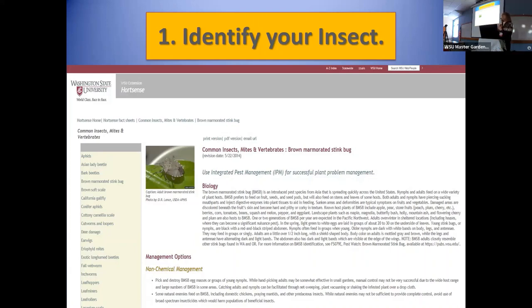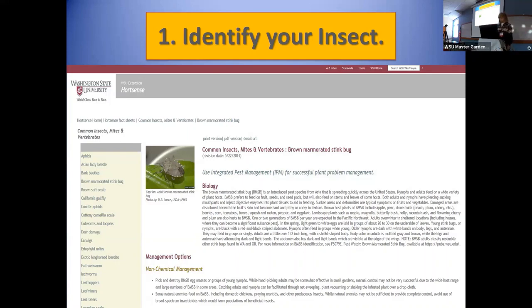That section will also tell you what type of metamorphosis it goes through, either complete or incomplete. It'll tell you if it's native or non-native, and it will list host plants that you would see it feeding on. So really valuable. And if you look at the very bottom here, it says management options non-chemical. That is your IPM prescription. So it tells you exactly what to do to reduce the pests.